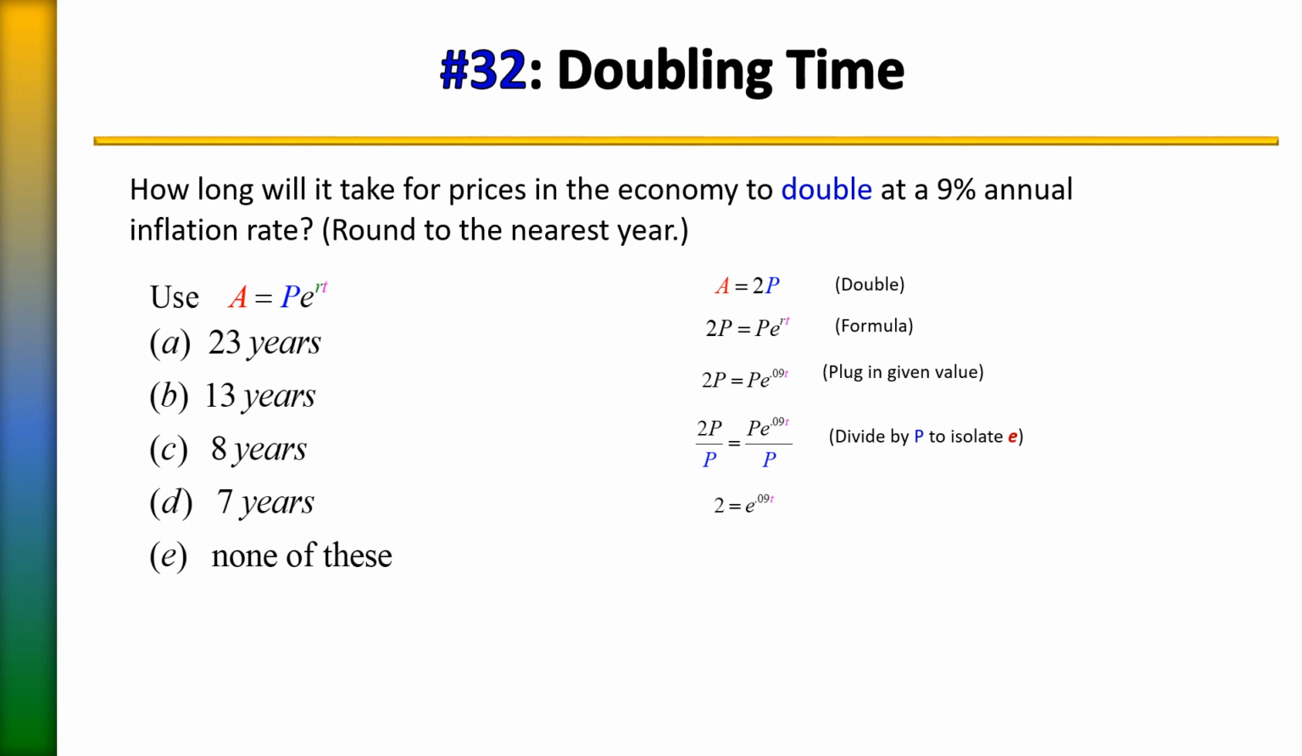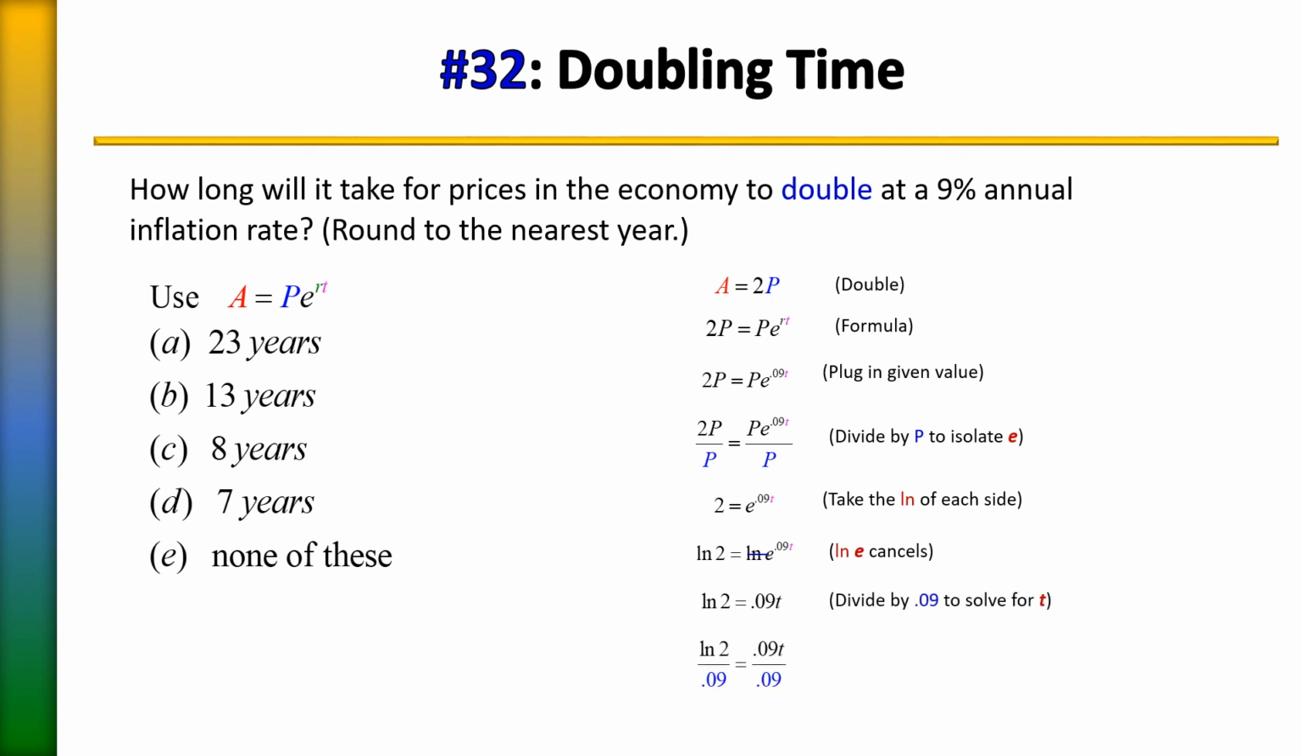Now that we have the e isolated, we're going to take the natural log of each side. Our next step is to cancel out the natural log of e, because recall the natural log of e equals 1. So we're left with 0.09t on the right side. The last step to solving for t is to divide by 0.09. Whatever you do to one side, you must do to the other.